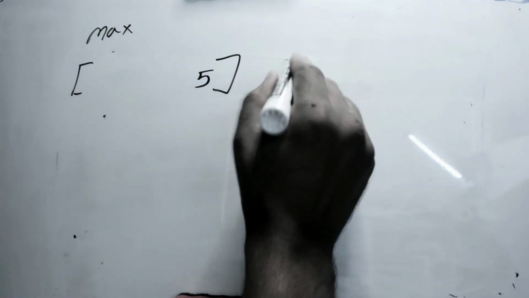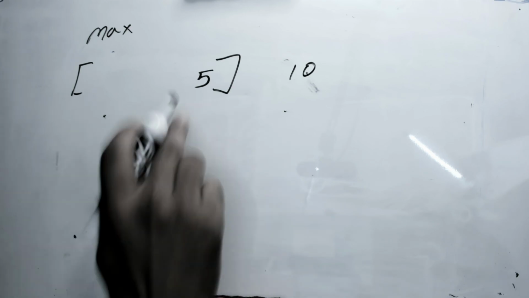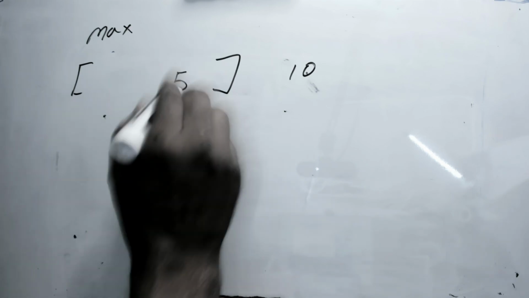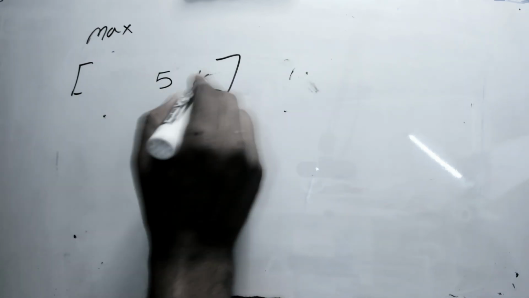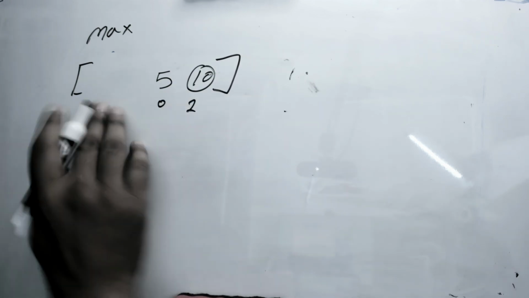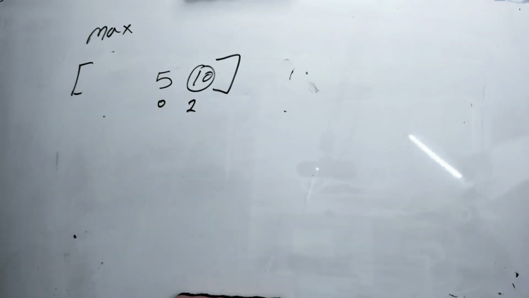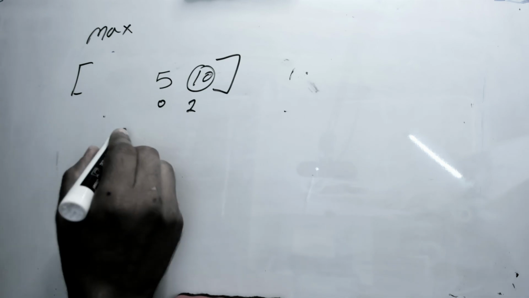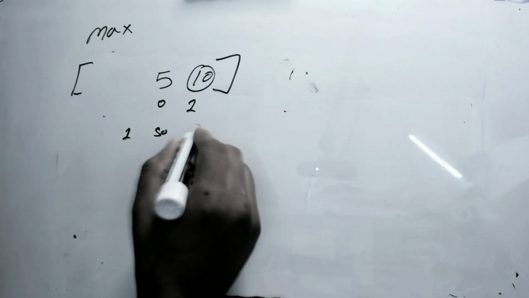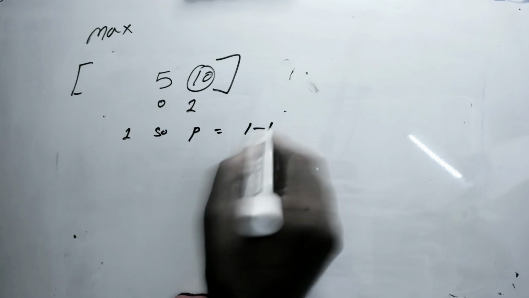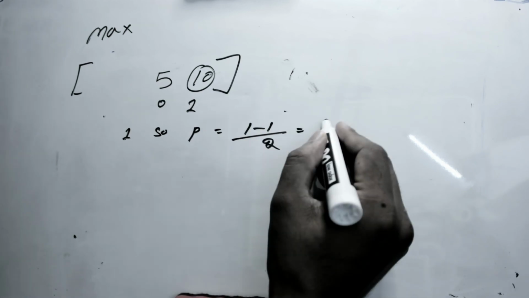Now the next item we're going to insert is maybe 10. Now when 10 gets inserted, let's see, 5 and 10. Now 10's position is index 1, after 5 at index 0. Now our self-adjustment logic will kick in. It will check the current child index equals 1, so the parent index will be (1 minus 1) by 2, that is 0.